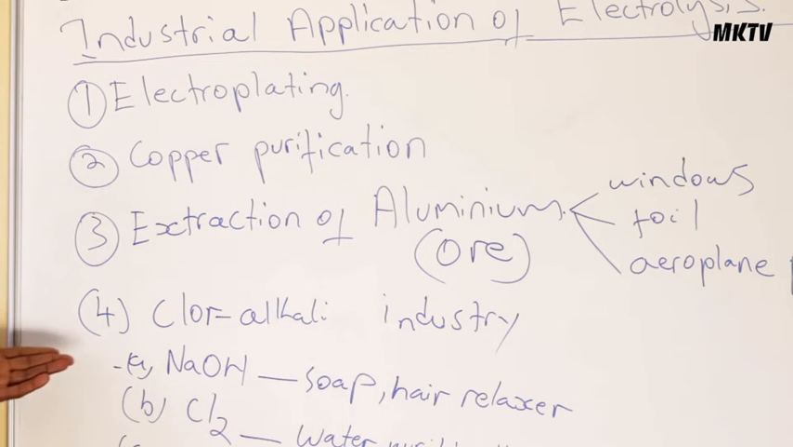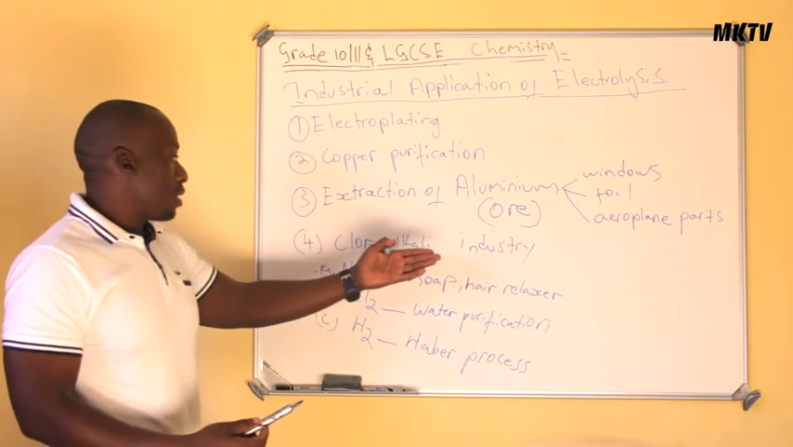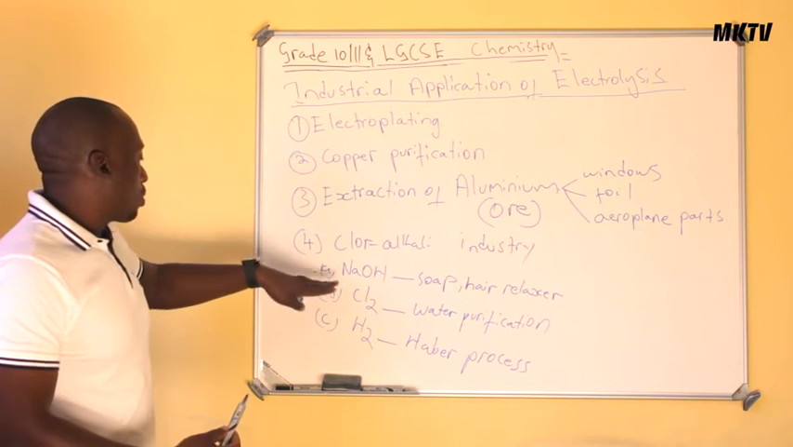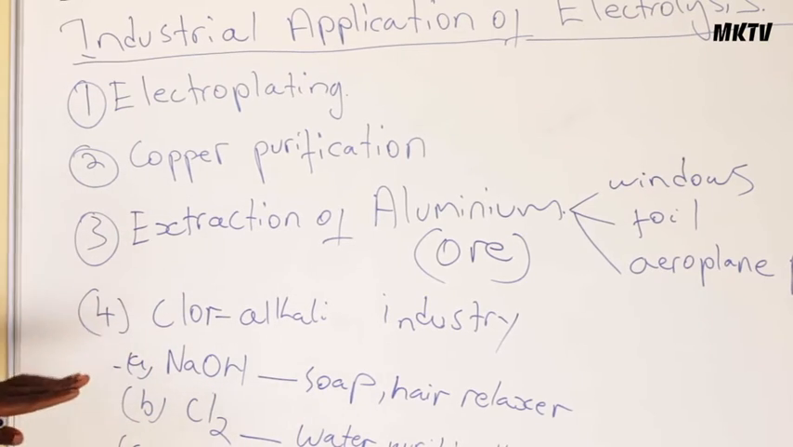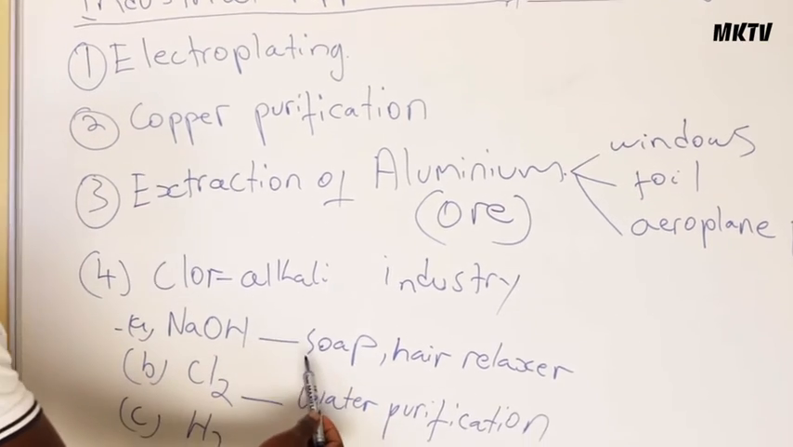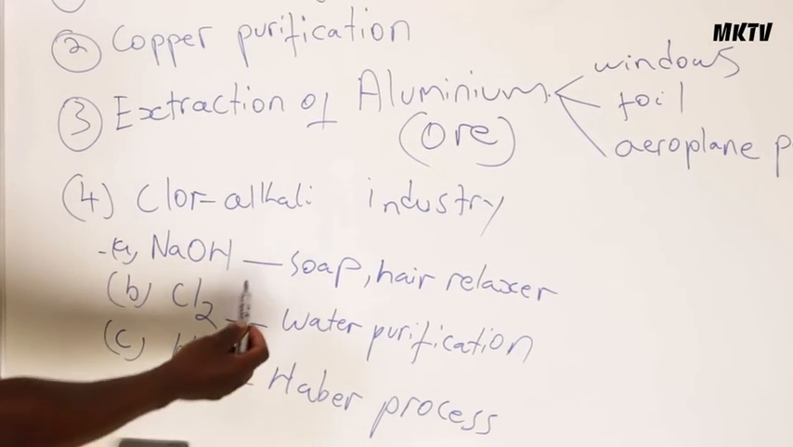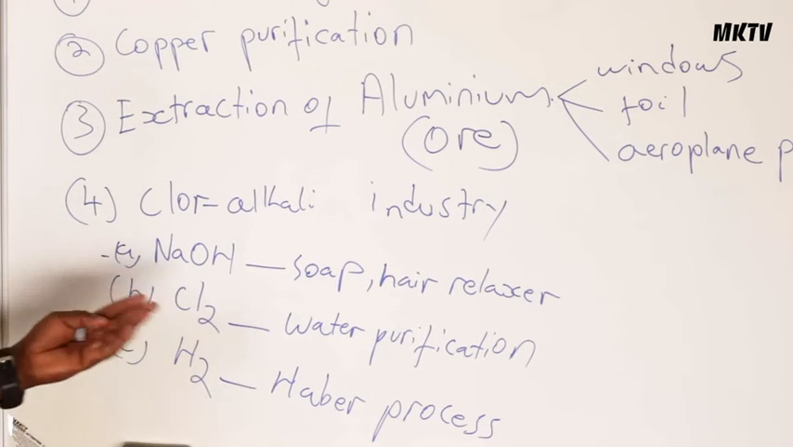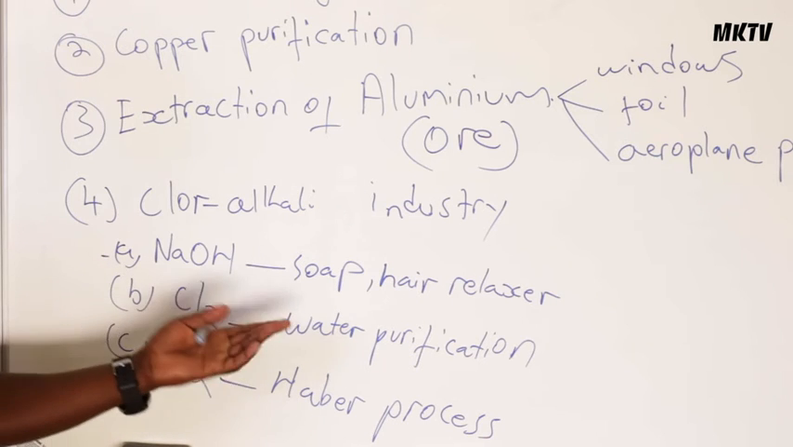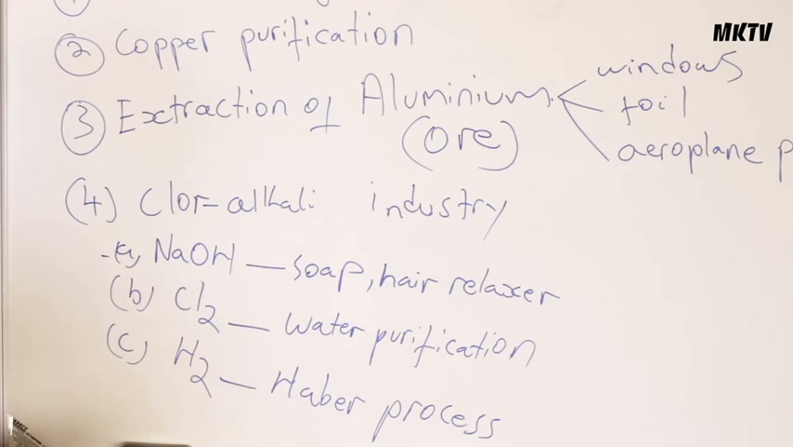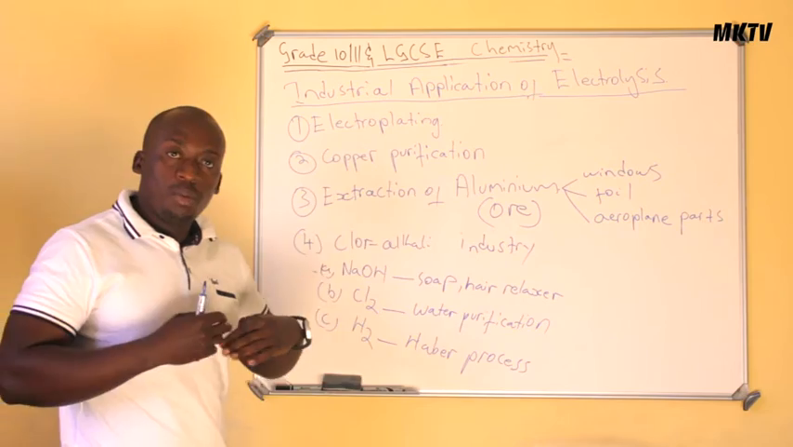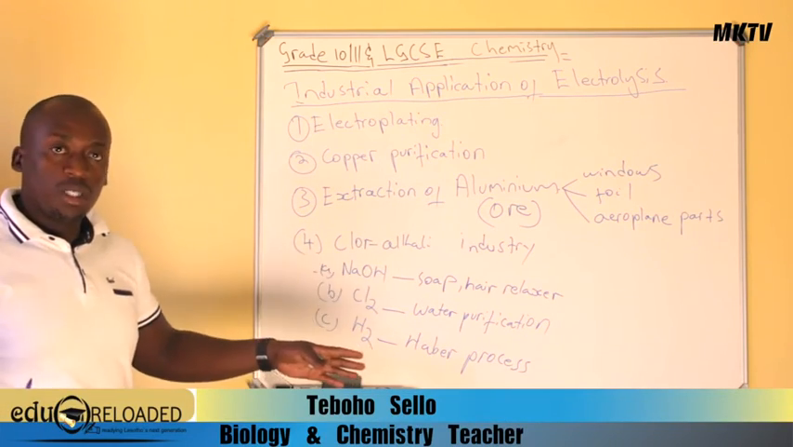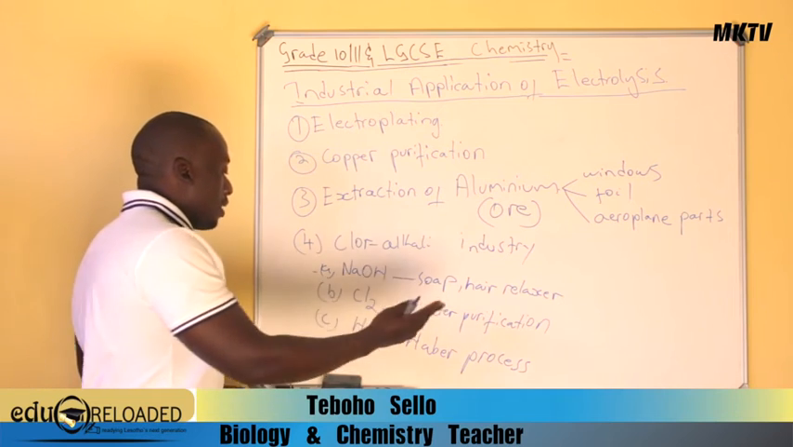So here we have the chlor-alkali industry, where chlorine is used. We have sodium hydroxide. This one, sodium hydroxide, is used in hair relaxers, or in soap industries. We have chlorine. Chlorine is also used in water purification. In order for the impurities to be removed from water so that it can be safe for human consumption, it has to be purified using chlorine.